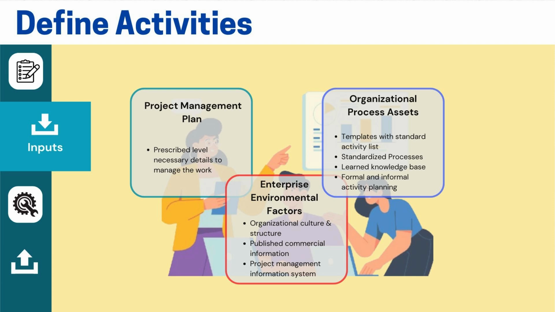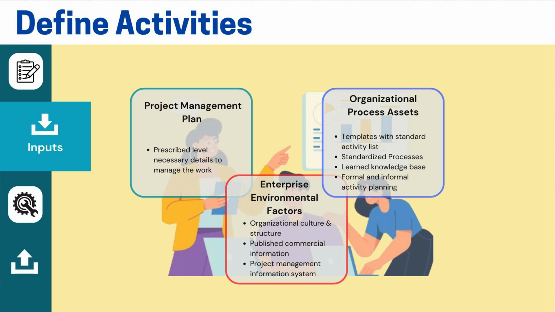We will also be able to refer to some internal and external factors, such as commercial information that is available and published, which can be used for estimation. Another factor could be PMIS, Project Management Information System, such as MS Project, Primavera, or Clarity, whichever tool you are using. Under OPS, I can refer to processes for activity decomposition or past knowledge from previous projects. There could also be knowledge repositories that provide insights into defining activities and planning informal scheduling activities.